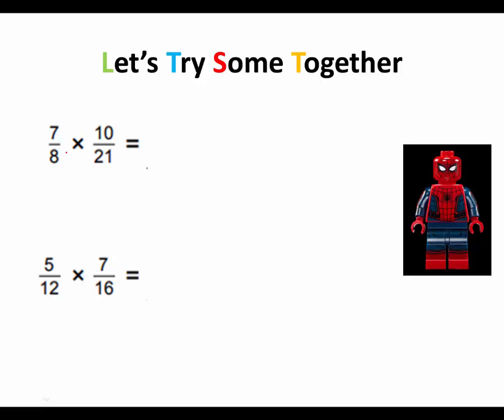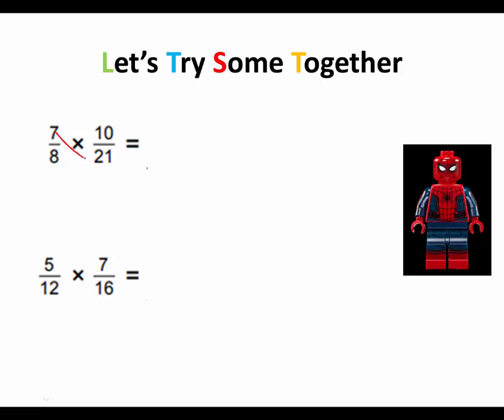So we have 7/8 times 10 over 21. And as you can see, these are pretty big numbers. And I know that when we multiply straight across, we're going to get even bigger numbers. So in that case, I would think to myself, okay, I don't really like working with bigger numbers. I like working with smaller numbers because they're easier, right? So in this case, I'm going to cross simplify before I even start multiplying straight across.